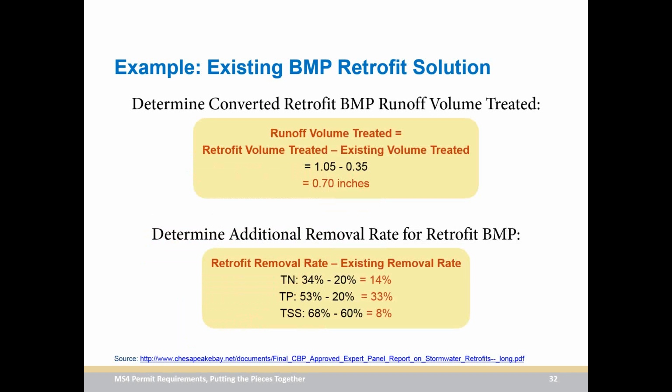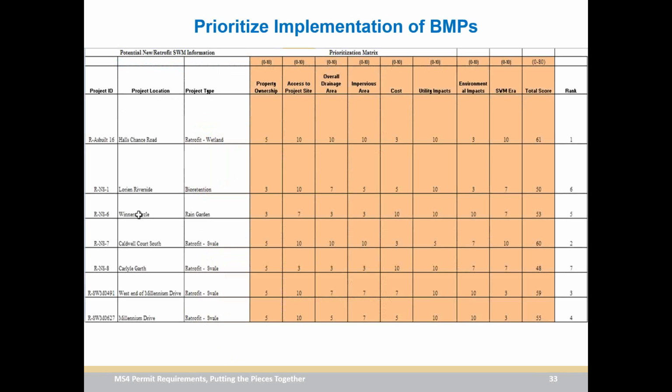To determine the additional amount of runoff volume treated, you subtract the existing volume treated from the new volume treated. Same thing with the removal rates. And this will provide you with how much more efficient your new retrofit will be than your old BMP. So these site-specific pollutant reductions will be really helpful in determining and prioritizing the BMPs that you want to implement in your jurisdiction. You can use this calculation as well as any other personal goals that you may have to determine what order to implement these BMPs and how to put them into your CIP.